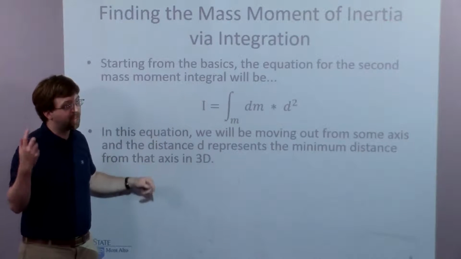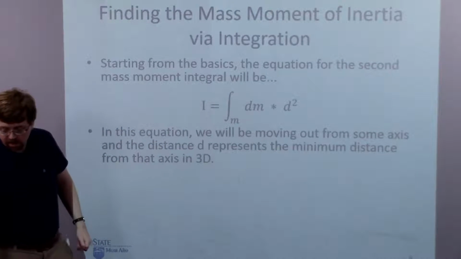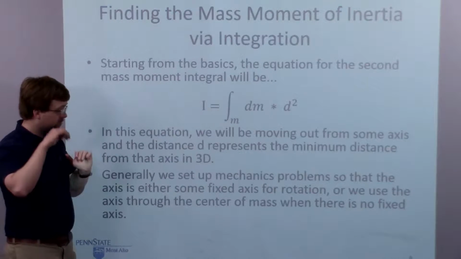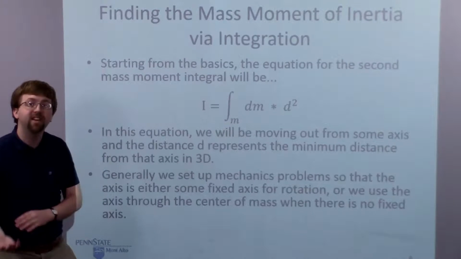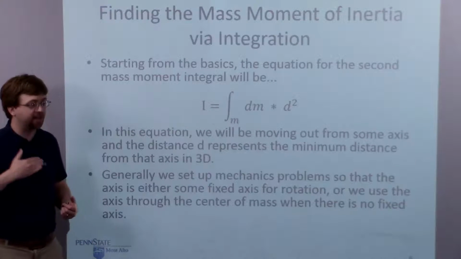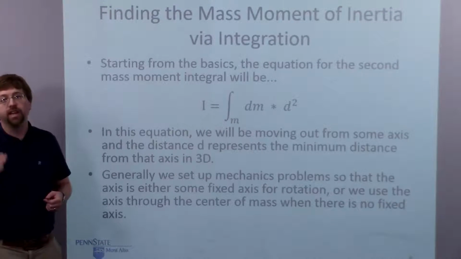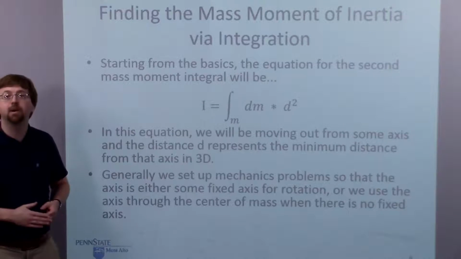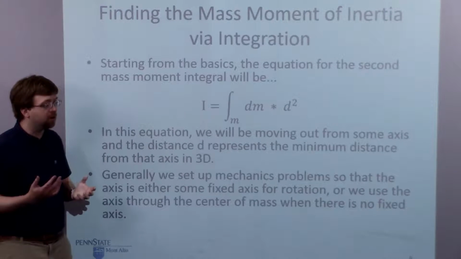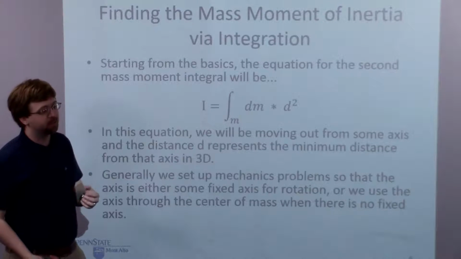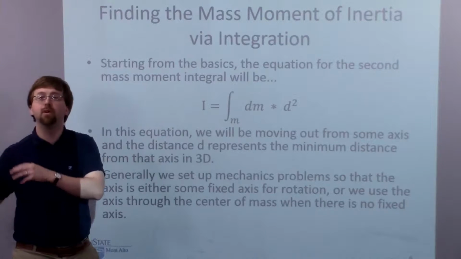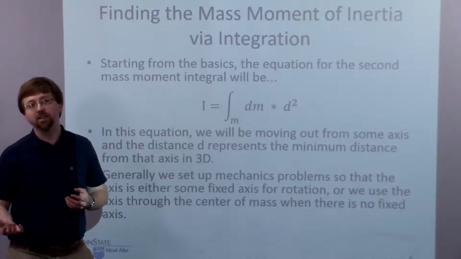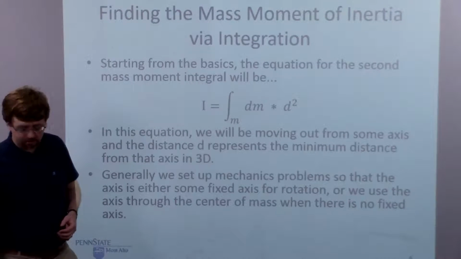This I term is going to depend on our selection of that axis. And generally in mechanics, we're going to have one of two axes. It's either going to be some fixed axis in a rotation, so imagine something like the hinges on a door. Those hinges are fixed and everything rotates about that point. Or we're going to look at some axis moving through the center of mass. So if we have no fixed axis, if the whole thing is moving through space, we do all of these calculations about the center of mass.